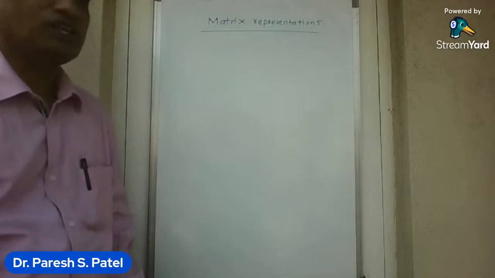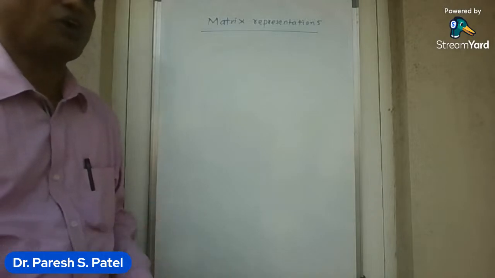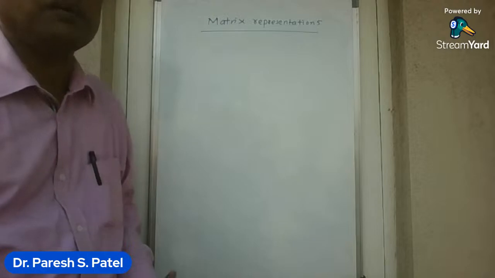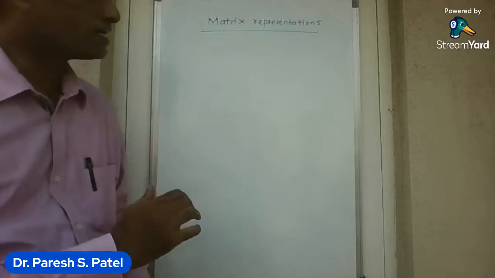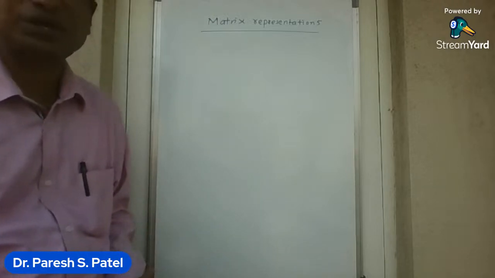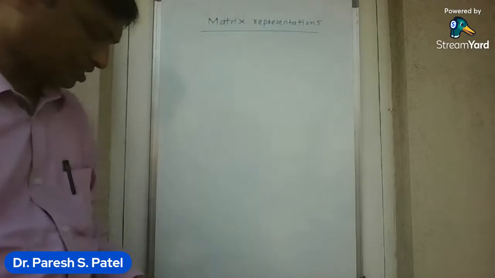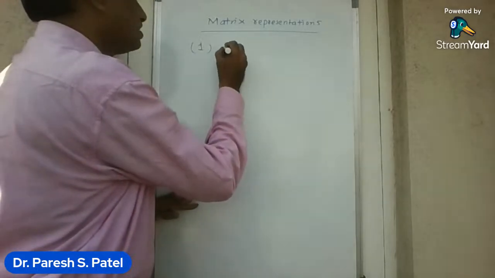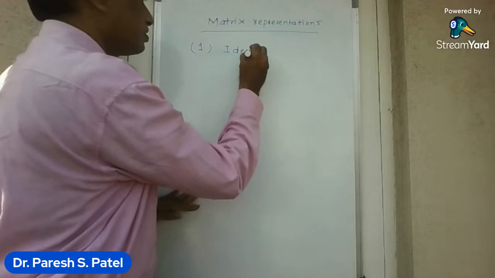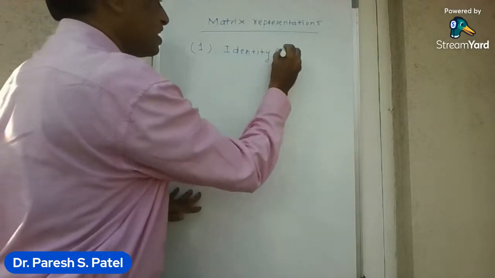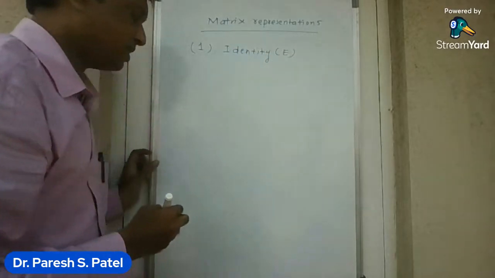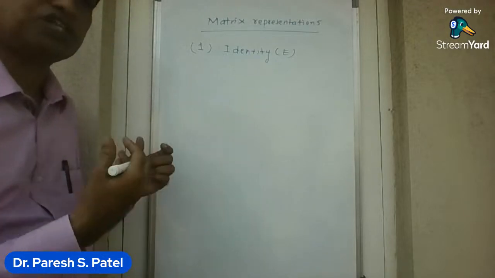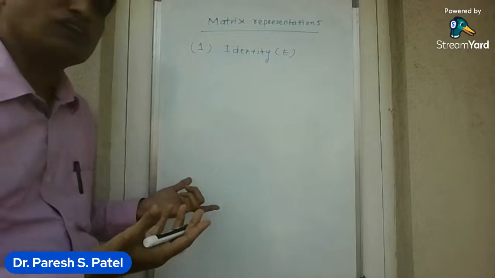So first of all, we have to operate different symmetry operations on the molecule and find the changes, and those changes can be represented in the form of a matrix, which is known as a matrix representation. So let us start first with the identity symmetry operation. We already discussed that identity can be represented by capital E. Now, if we operate the identity symmetry operation on any molecule, the molecule remains as it is.